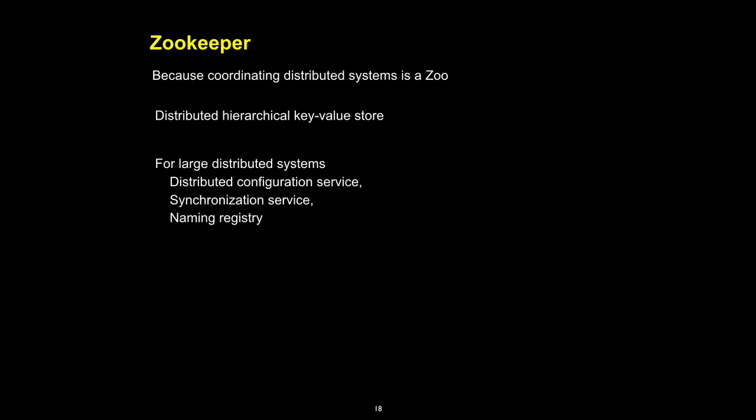You want some central system to take care of your configuration for you. And so people built a distributed system just to handle configurations for distributed systems. Why a distributed system to do this? Because if you use one machine to do all this work for you, that becomes a point of failure for your distributed system. So you want a distributed system so that if one of the zookeeper nodes goes down, another one can take over.